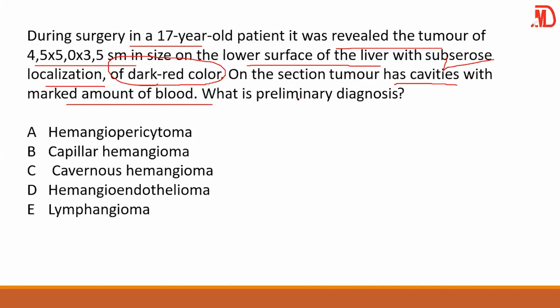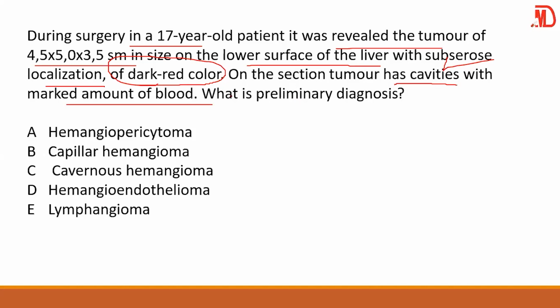So hemangioma is simply a form of vascular tumor where there's a collection of blood in a dilated vessel. So basically, that is what comes to mind.